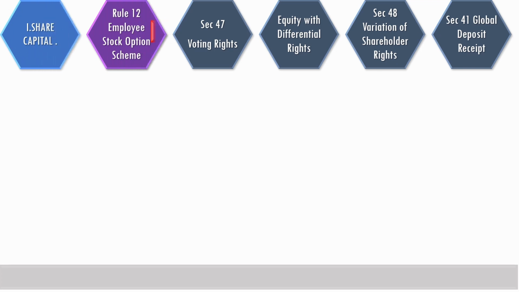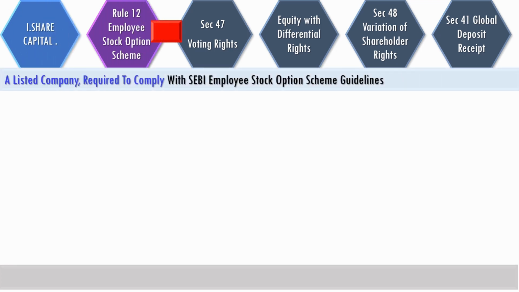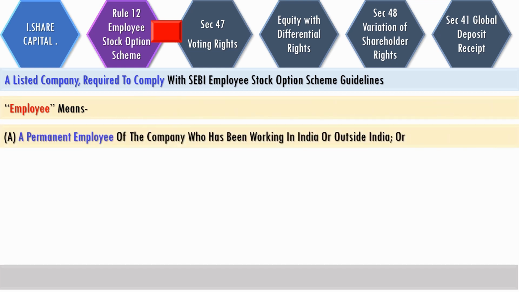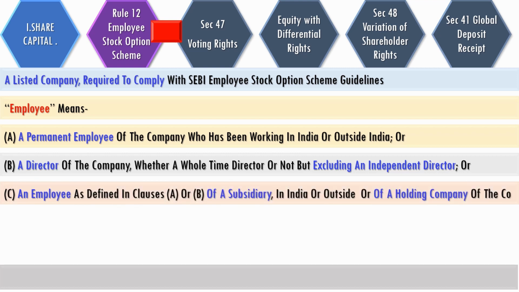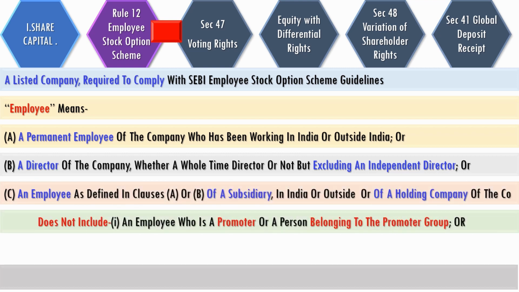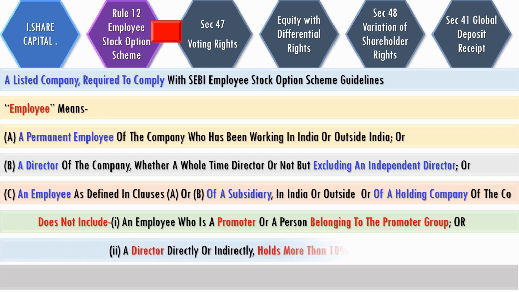Regarding the employee stock option scheme, a listed company is required to comply with the SEBI Employee Stock Option Scheme guidelines, under which an employee means a permanent employee of the company working in India or outside. He may also include a director of a company, whole-time director or not, but excluding an independent director. An employee of a subsidiary or of a holding company is also included, but the definition doesn't include an employee who is a promoter or a person belonging to the promoter group, or a director who directly or indirectly holds more than 10% of the equity shares of the company.